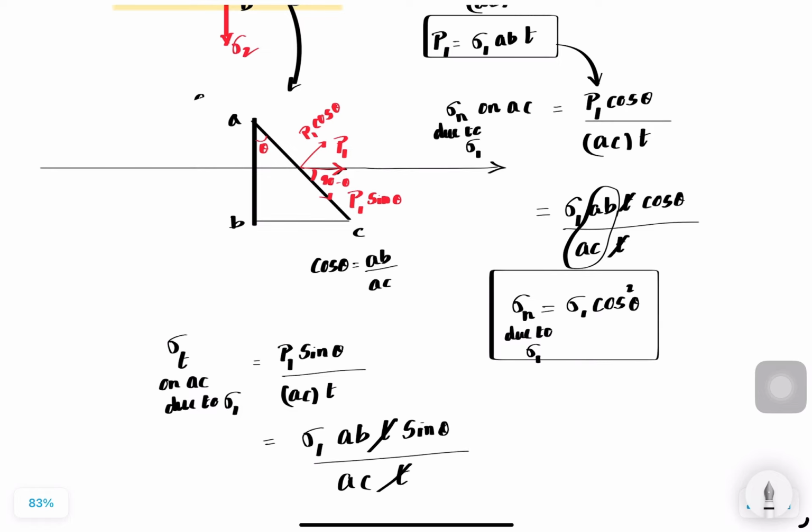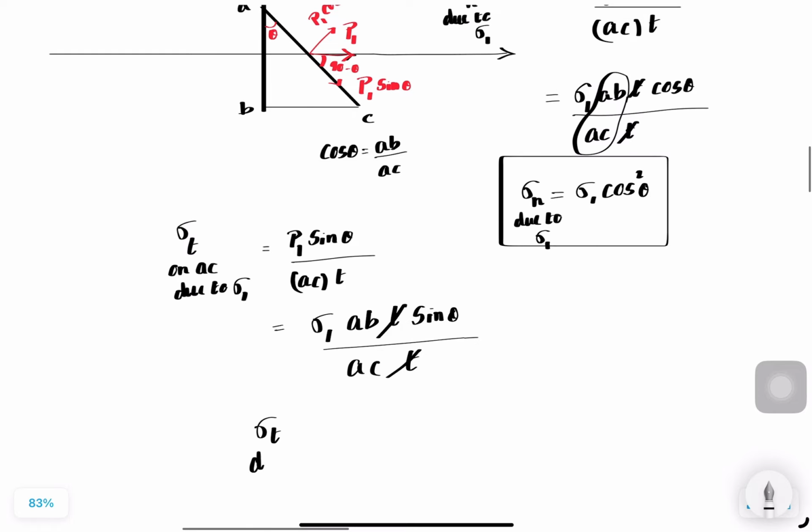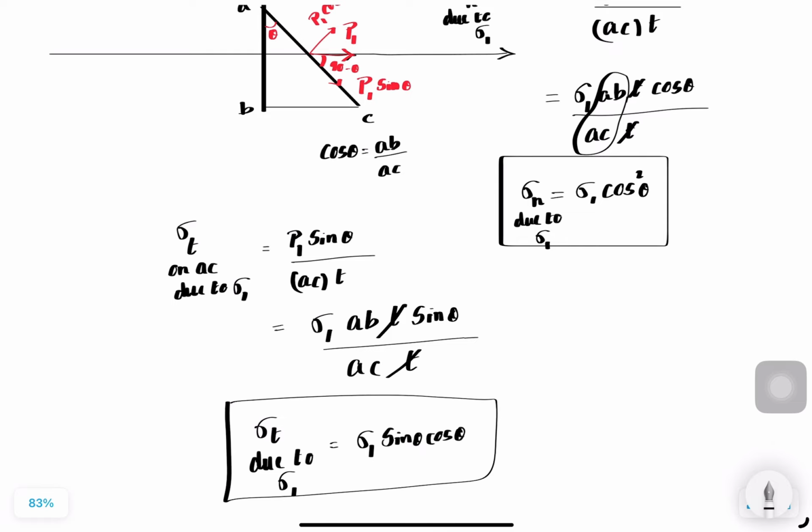The thickness in the numerator and denominator goes away. AB by AC is cos theta. So now I got the expression for the tangential stress due to sigma 1, which is sigma 1 into sine theta into cos theta. I can multiply and divide by 2, so that 2 sine theta cos theta can be written as sine 2 theta, right? So maybe I can suspend that for a while. Fine. So this is the expression for the normal stress and the tangential stress.